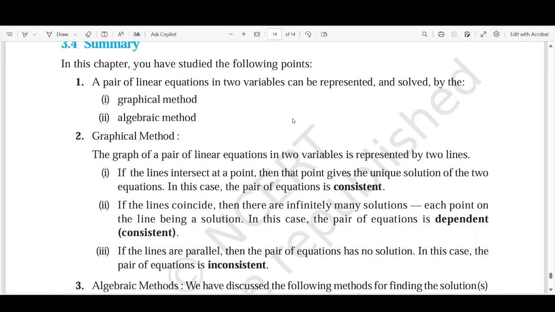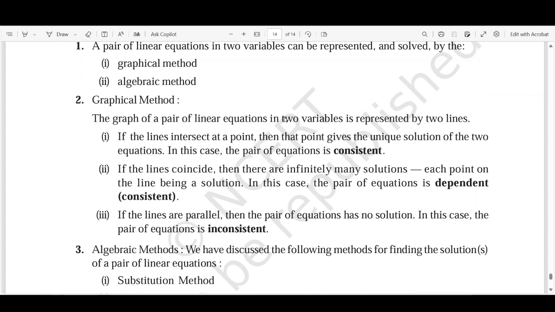In the graphical method, first we need to draw the graph of the linear equations in the given system by representing them as straight lines. For that we have to identify the points which lie on the straight lines, by taking either x equal to 0 or y equal to 0. And from the below three cases, we can come to a conclusion about the nature of the solution.